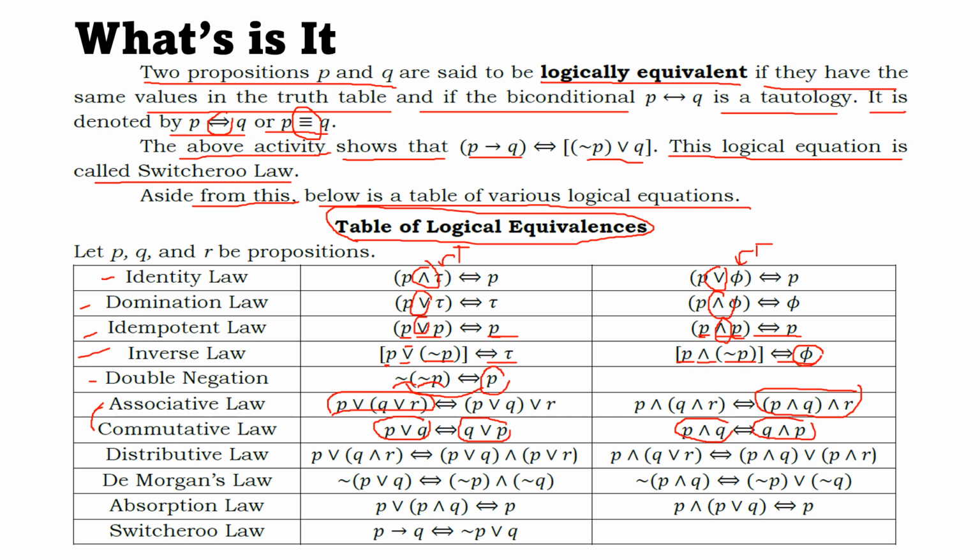Now, dealing with your distributive law: P disjunction (Q conjunction R) is equivalent to (P disjunction Q) conjunction (P disjunction R). So it's the same way we read this one. In the distributive law, when we make two different operations on three logical statements, one of them has to work on a pair of statements.